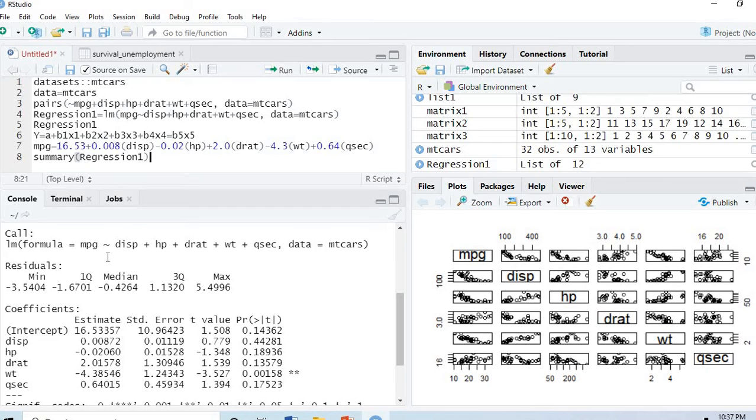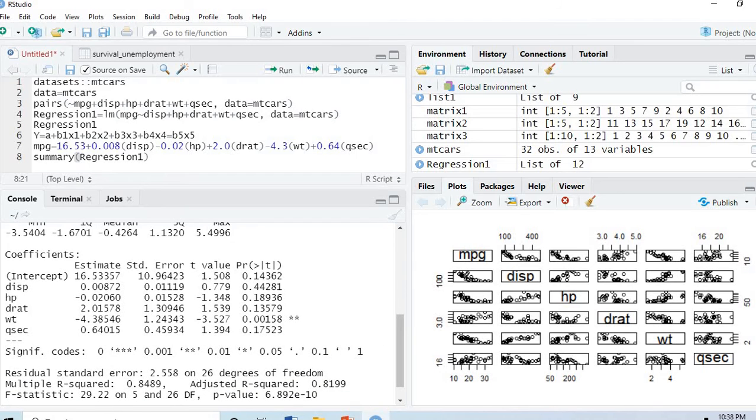The first one is the residuals. If you see carefully, in the residuals, you can see the minimum difference in the residual is minus 3.5 and the maximum is 5.4. Actually residuals indicate the difference between the observed values and the predicted values based on this regression model 1. So we can see the difference is not too much in the residuals, the maximum difference is only 5.4. So the regression 1 model, which is predicted based on this equation, is good enough to predict the value of dependent vector.